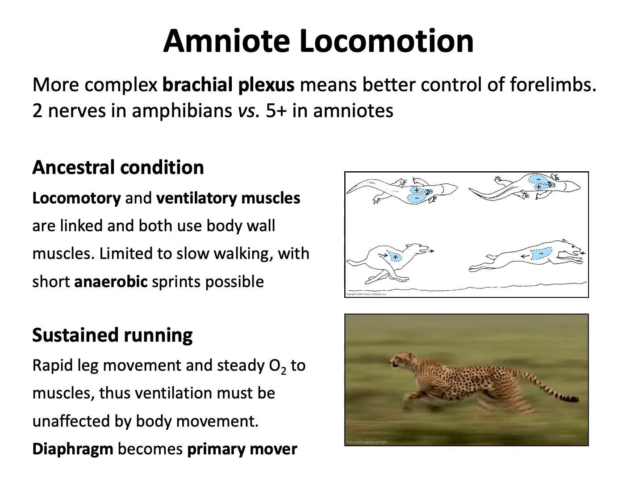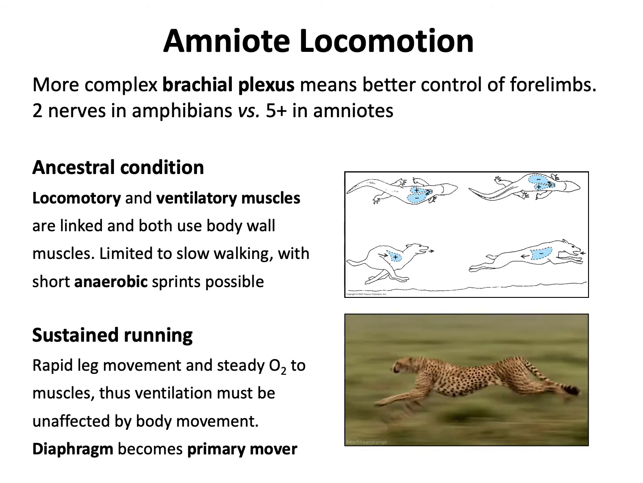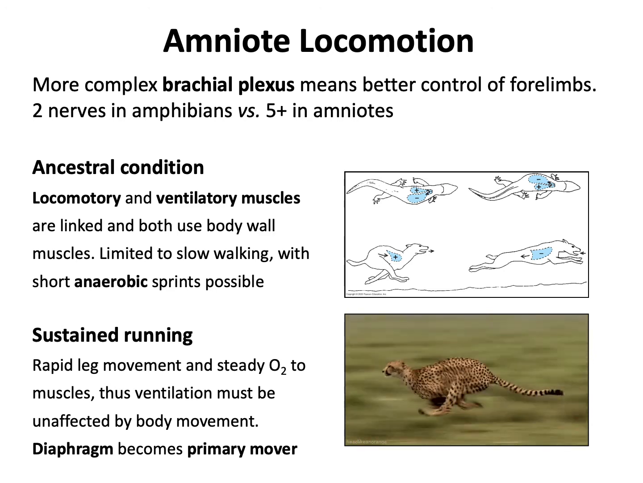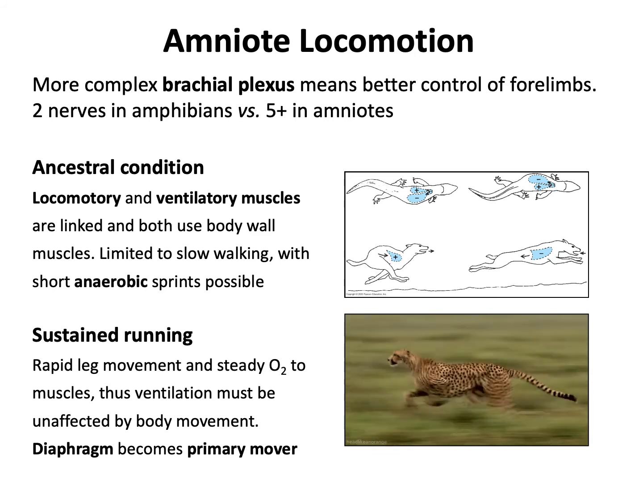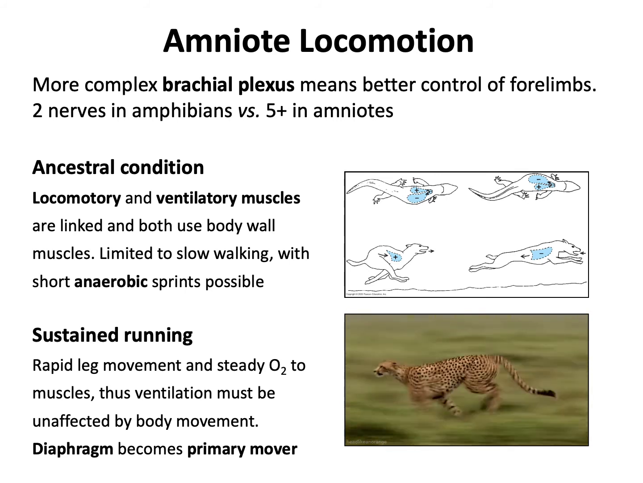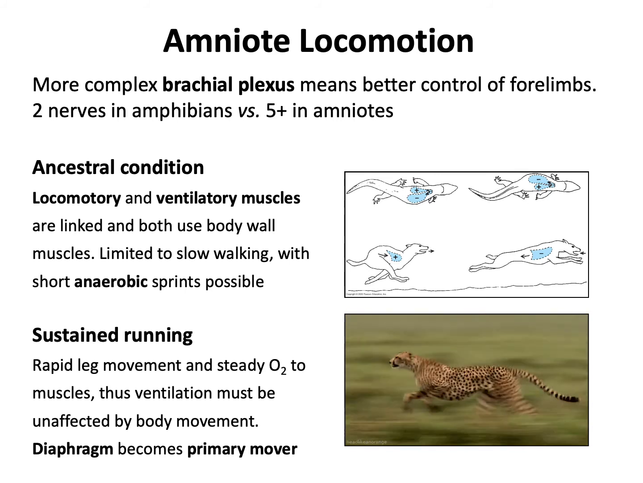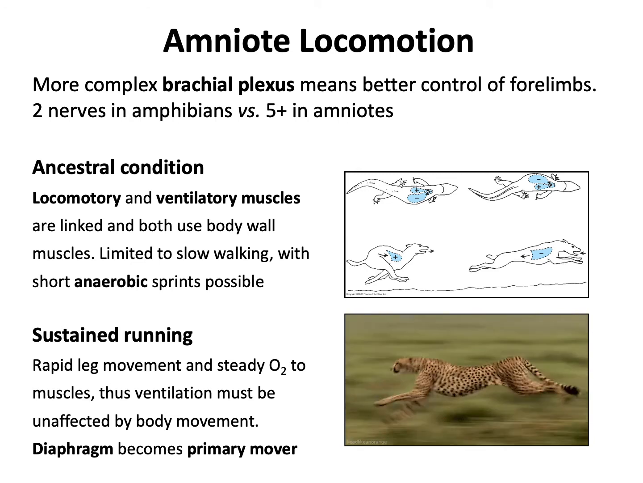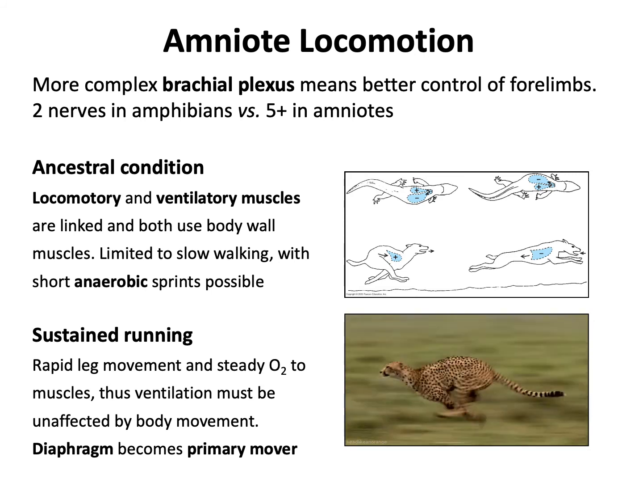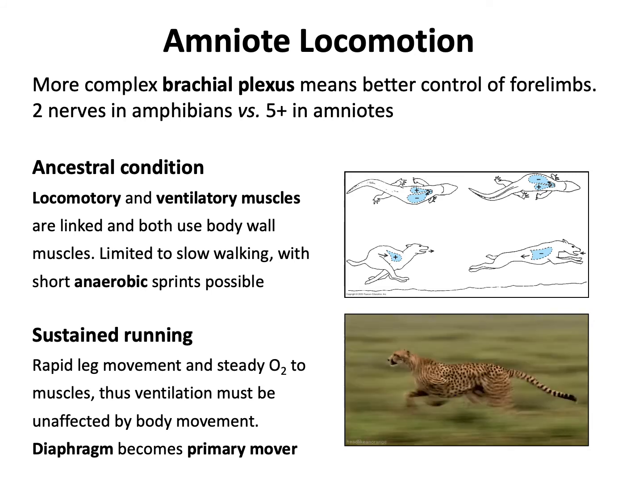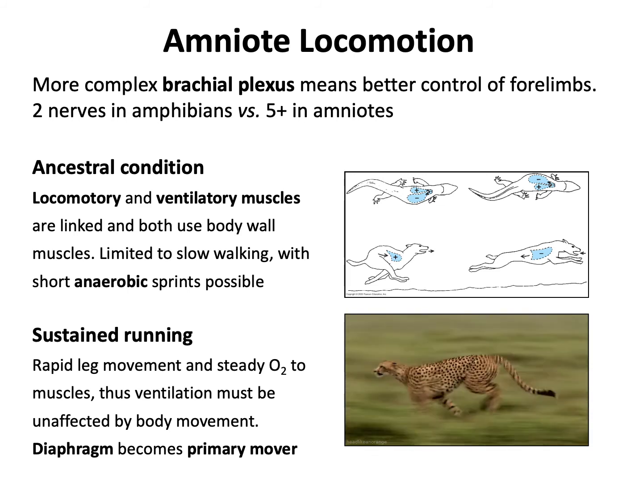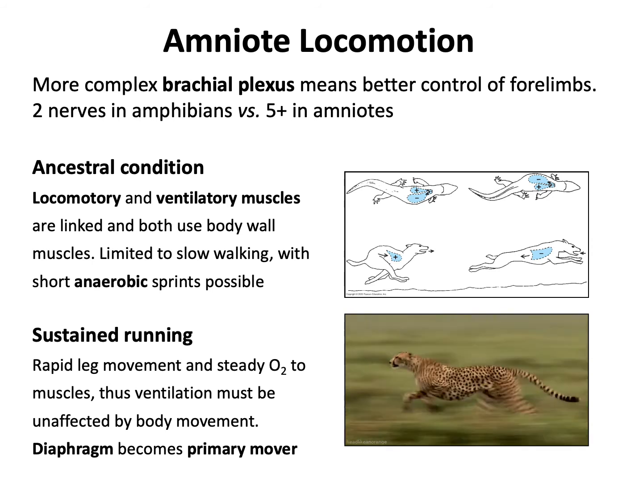Eventually, you're going to take your limbs and move them underneath your body. So all of a sudden, you're not doing a side-to-side motion anymore. You're doing a front-to-back motion. Now, what that also means is you're not allowing your body wall to push up against your lungs. Instead, now your lungs are going to inflate and deflate with your movement. And what's going to drive that is not the muscles on your body wall and some special sort of locomotion/ventilatory muscles, but instead this new muscle that separates your thorax from your abdomen, known as your diaphragm. So your diaphragm becomes what we call in physiology the primary mover.